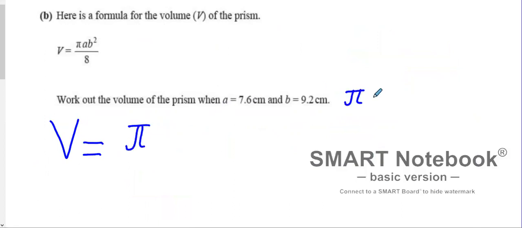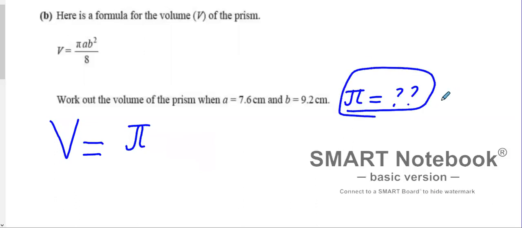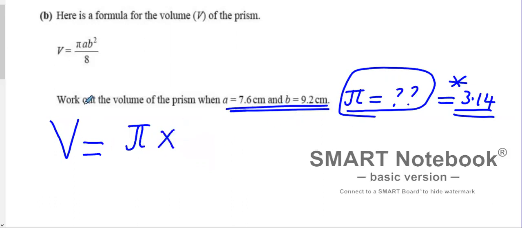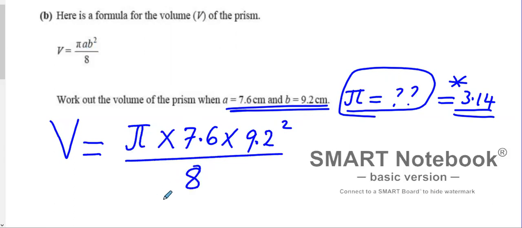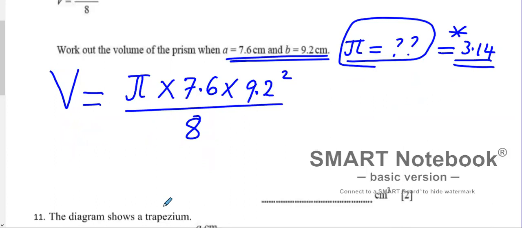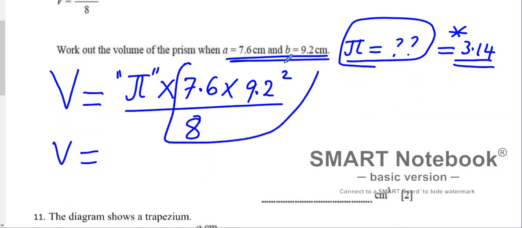Pi here is not mentioned. Though we know the value of pi is approximately 3.14, we don't need to substitute pi as 3.14 because it's not given there. So leave pi as pi. So V equals pi times A, which is 7.6, B squared, B is 9.2 squared, divided by 8. So you take a calculator, leave pi as pi, and the final answer will contain pi. So you work out 7.6 times 9.2 squared divided by 8.